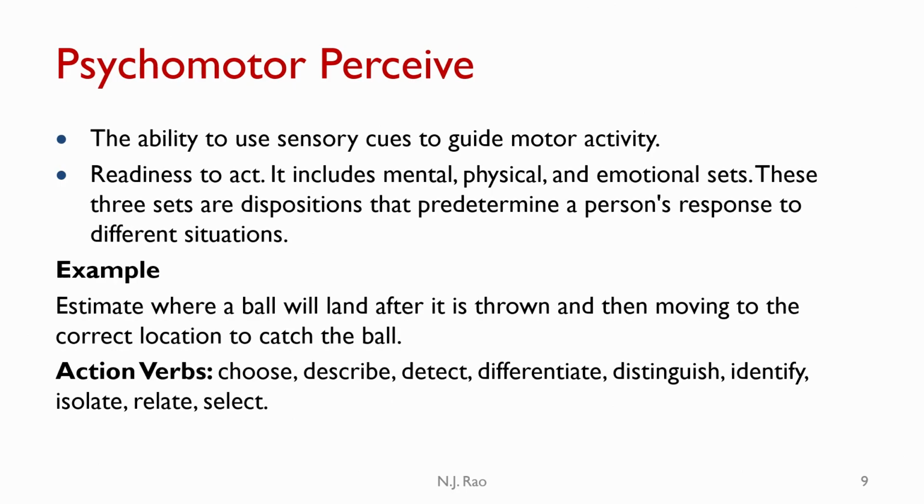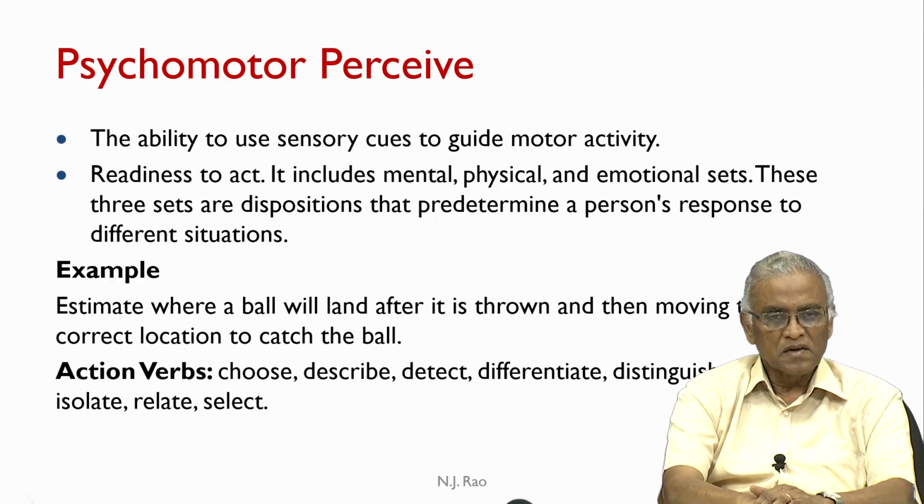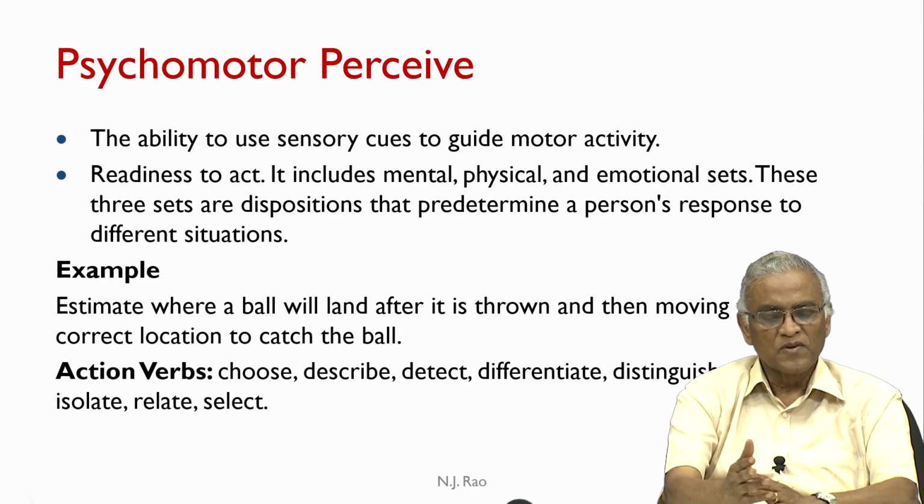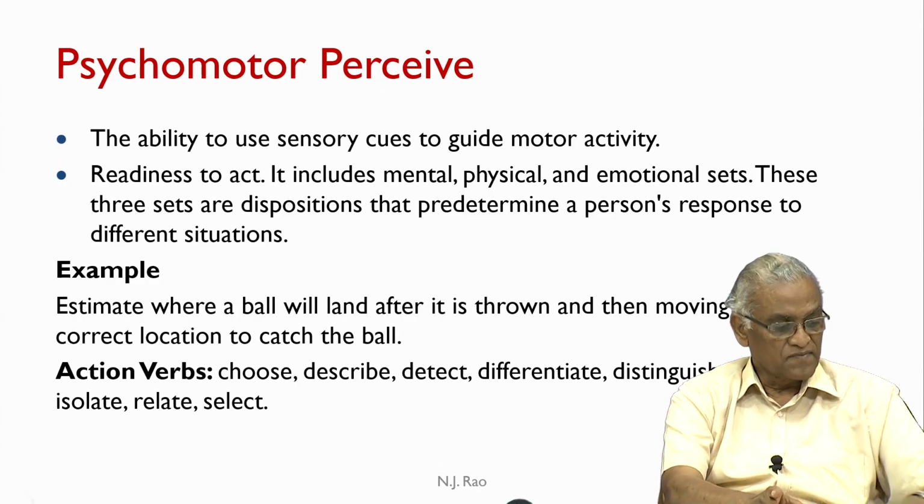Now action verbs related to that are choose, describe, detect, differentiate, distinguish, identify, isolate, relate, select. For example, we even looked at there we use the word estimate. You can also use that. Or you are saying move, you can also use the action verb move to represent a psychomotor perceive.